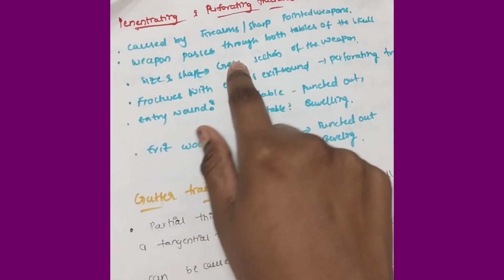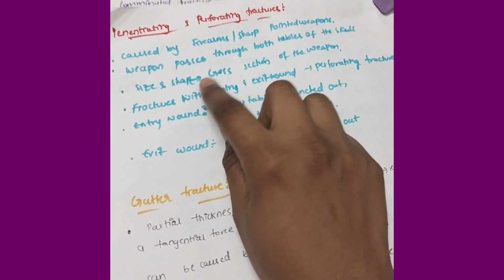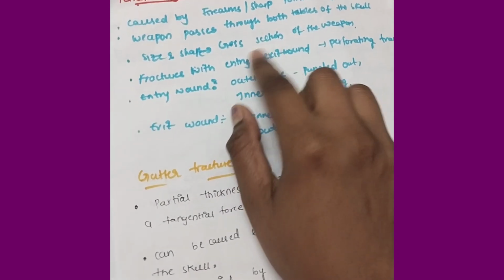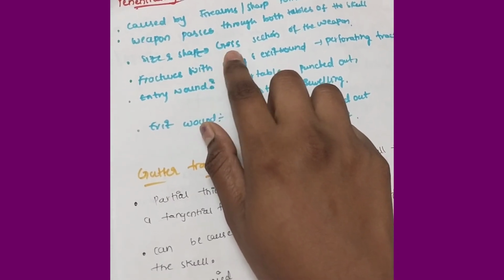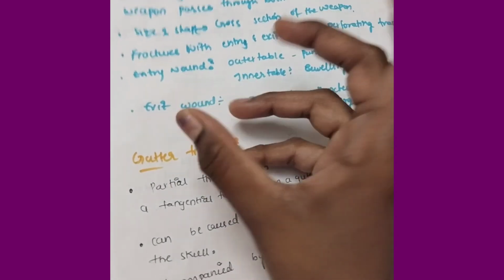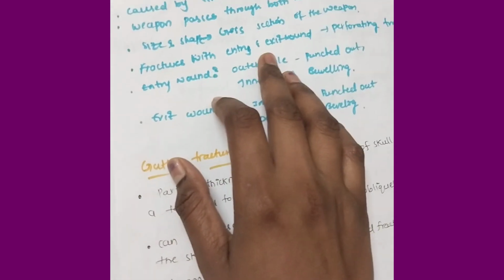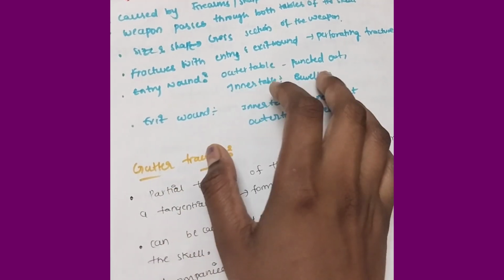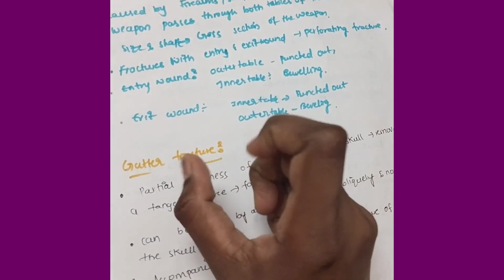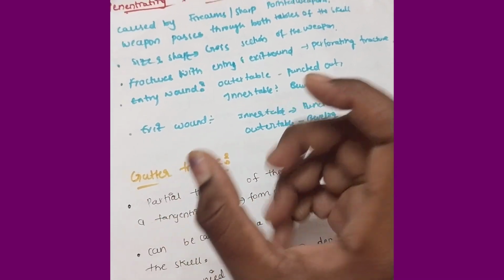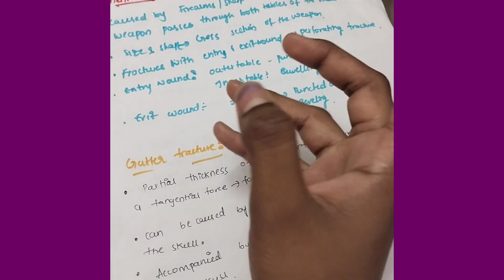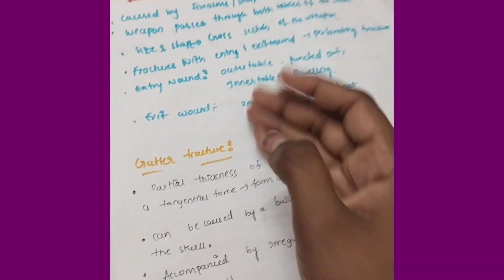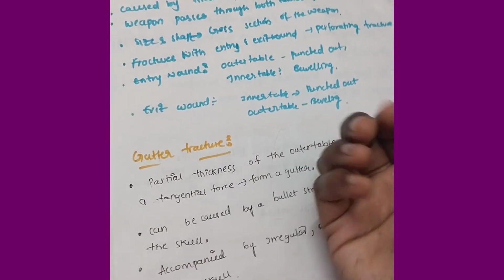So the weapon passes through both tables of the skull. The size and shape depend on the cross section of the weapon. Fractures with entry and exit wound are perforating fractures. In the entry wound, the outer table will be punched out. How do you understand entry? First of all, remember for entry, outer table punched out lesions, and in the inner table there is beveling. In the exit wound it is the reverse: the inner table will be punched out and the outer table will be beveled.